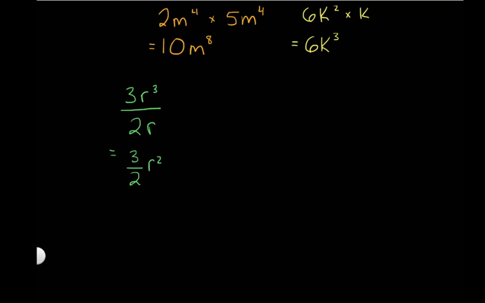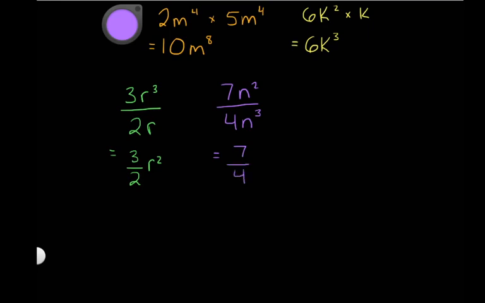Another example, let's look at another division. So if we have 7n to the power of 2 over 4n to the power of 3, let's see what we can do here. So 7 divided by 4, again, that's kind of messy, so we're going to leave it as a fraction. So 7 over 4. Now let's deal with the exponents.